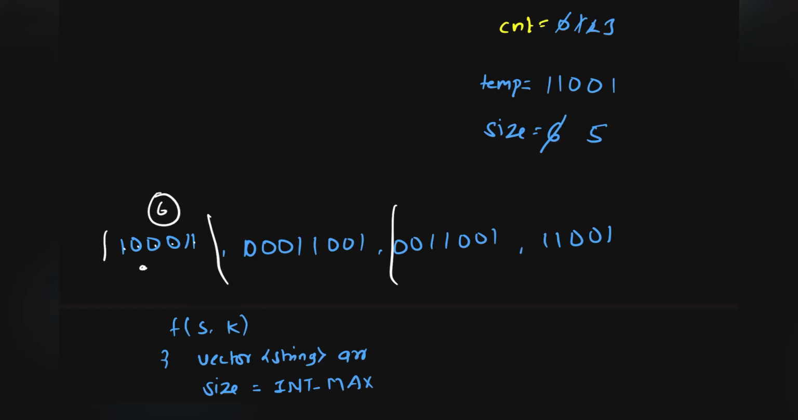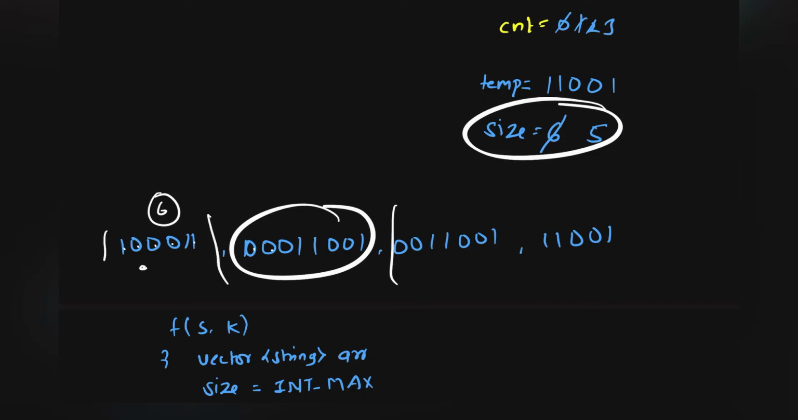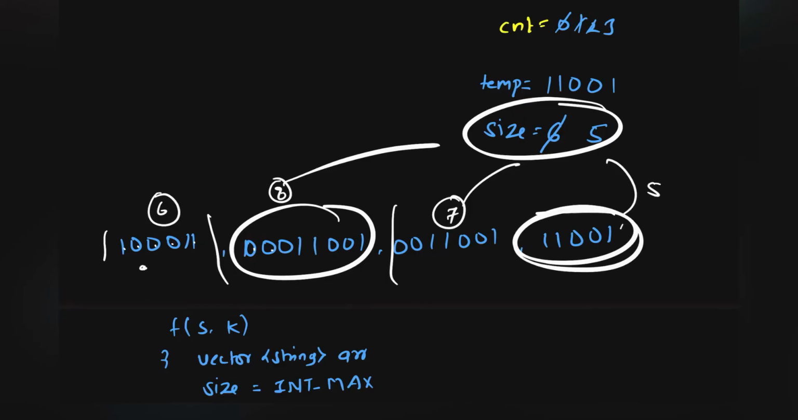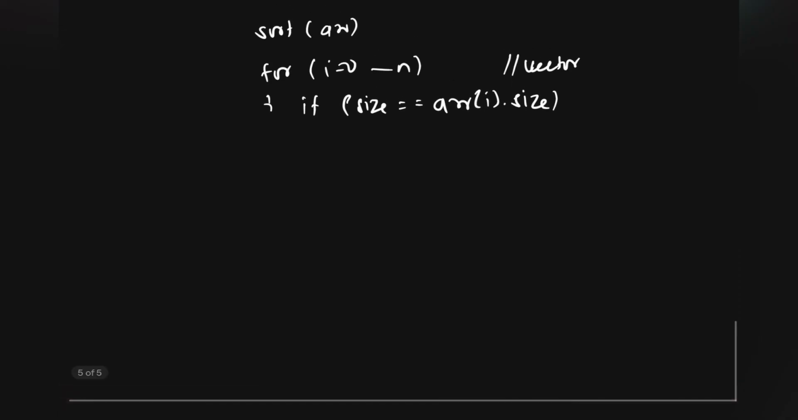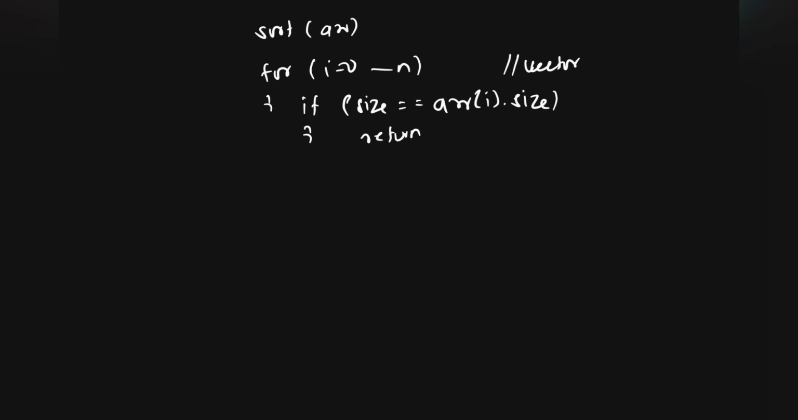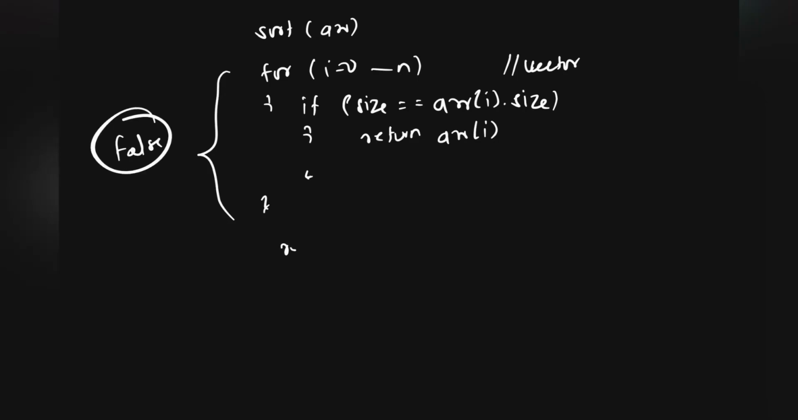Is size 6 equal to this size? No. Again I come here, what is the size? 1 2 3 4 5 6 7 8. Is 8 equal to this 5? No. Then 7 equal to this 5? No. Then I come across this, is 5 equal to 5? Yes. Then I will simply return this substring. So this is what I did. If my size is equal to arr of i dot size, simply return arr of i. And if this whole condition is false, which means I didn't get any string whose size is equal to size, then I need to return an empty substring.